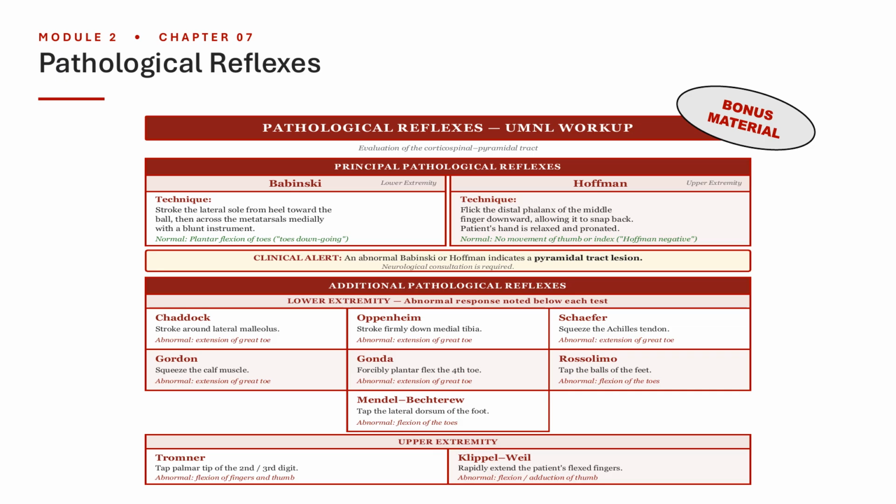The Hoffman sign is the upper extremity equivalent. Flick the distal phalanx of the middle finger downward. A positive response is flexion of the thumb and index finger, an abnormal response that indicates UMN pathology in the cervical cord or above. Both of these signs, Babinski and Hoffman, appear when descending corticospinal inhibition is lost. They are not present in LMN disease. Learning to elicit and interpret them properly is a core clinical skill.